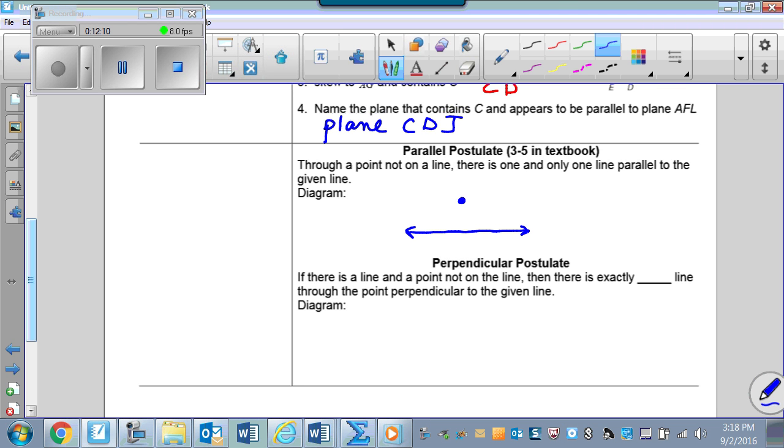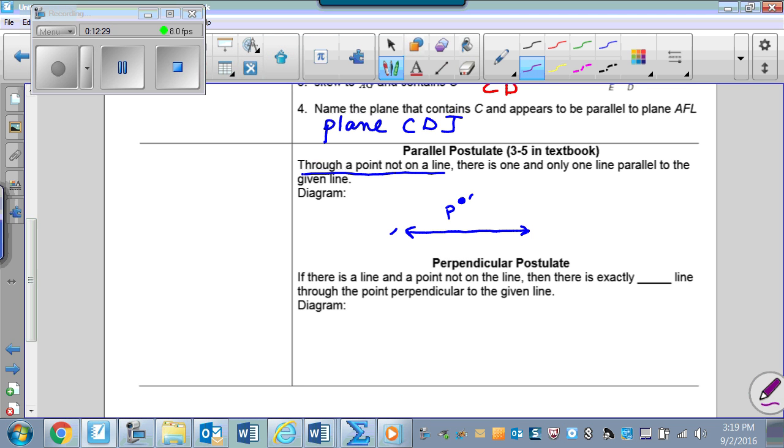Here's a point that's not on that line. Let's just call that point P. So far that's what we have. Through a point not on a line. So here's our line. Here's our point not on the line. It says there is one and only one line parallel to the given line.